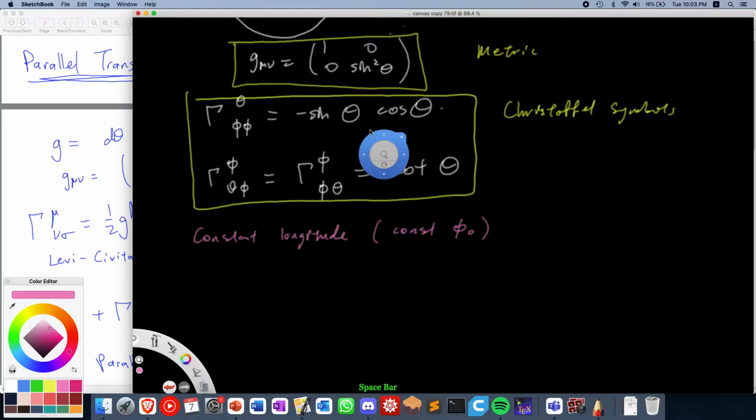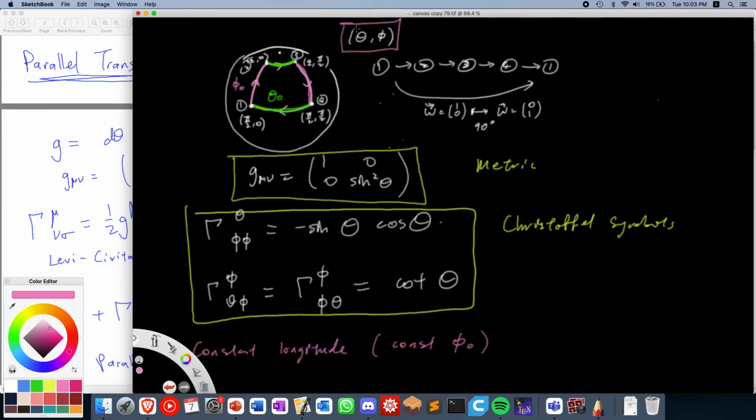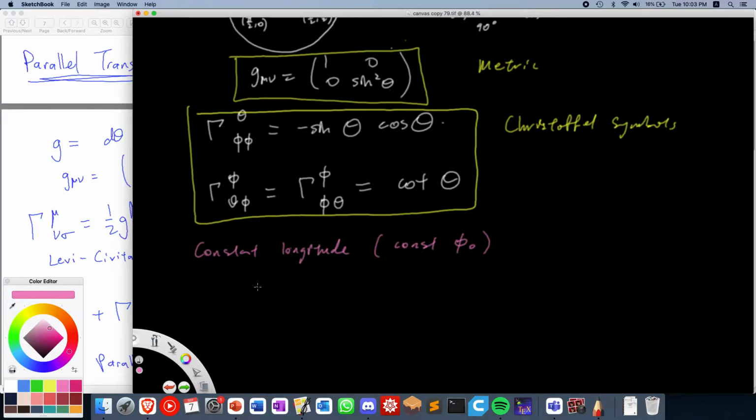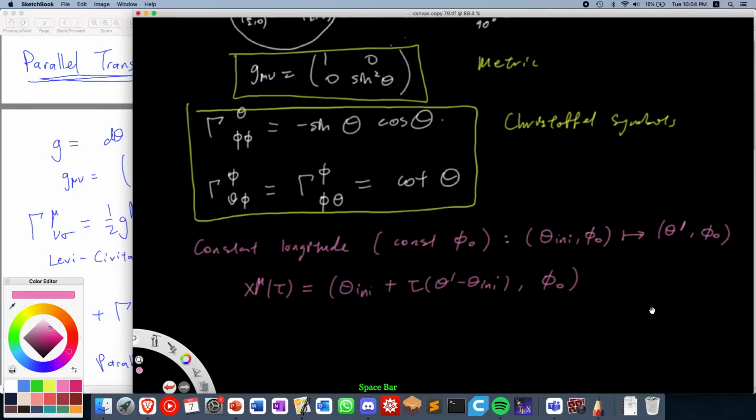In this whole video we'll be working in this coordinate chart of theta and phi. So you parameterize points on the sphere with theta and phi. So the path taken will be, with tau the path parameter, a path from theta initial, phi naught to theta prime, phi naught. Okay, so the path will be this one plus like this. So this is the path taken.